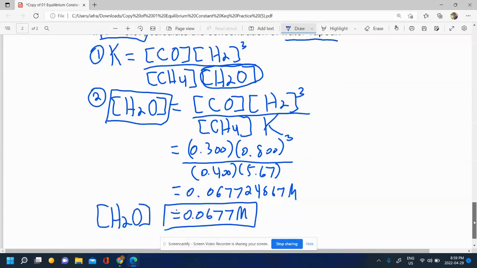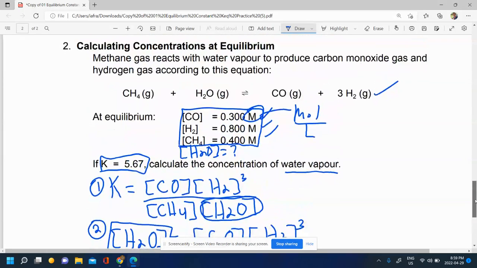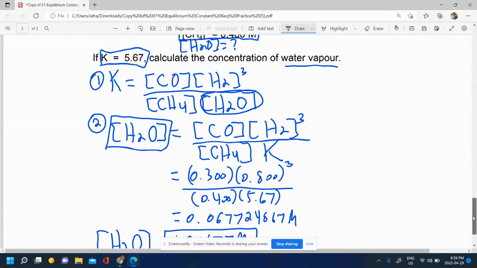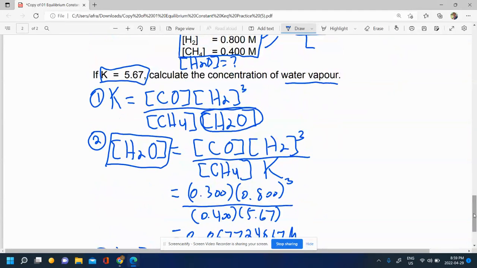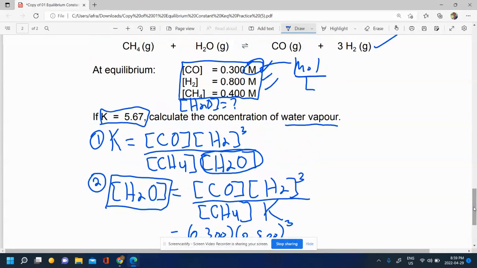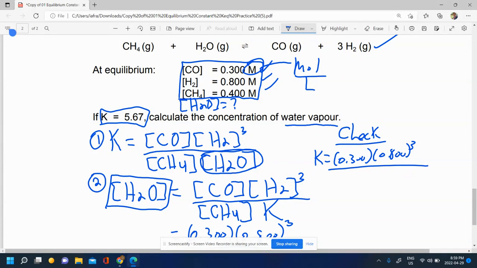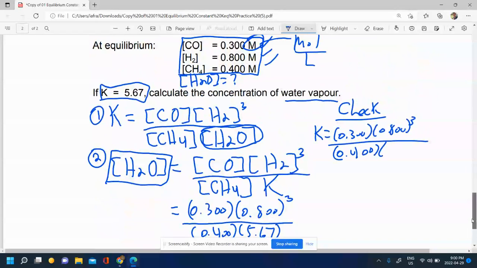If you want to verify your work, you could just take all the equilibrium values that you have there and see if they come up to 5.67 again. So, for example, to check, you don't have to do this all the time, but it's a great way to check. You could do K is equal to, so CO is 0.300, H2 is 0.800 cubed over CH4, which was 0.400, times H2O, which was the value we found. That might be a little bit off because we rounded, but it's no big deal.